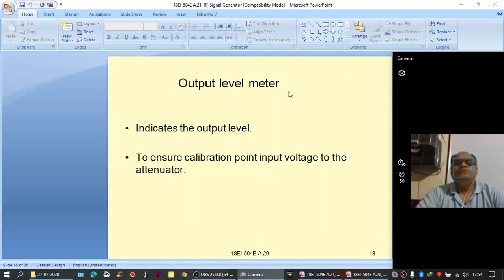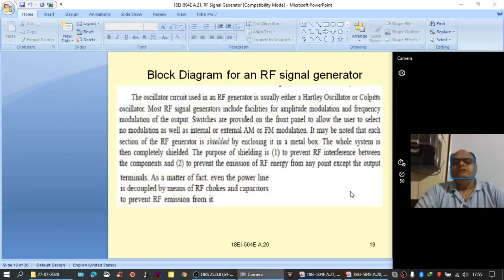And the output level meter only indicates the output level, and it is used to ensure the calibration point input voltage to the attenuator. Next, the oscillator circuit used in an RF signal generator is usually either a Hartley oscillator or a Colpitts oscillator.